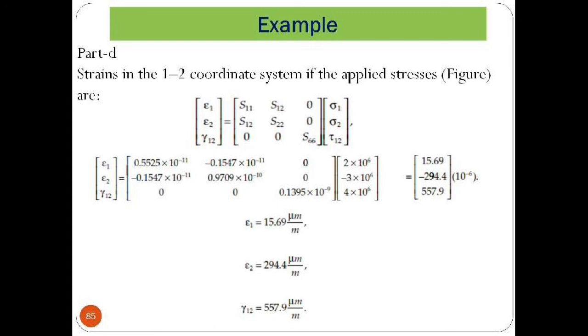Here we have used only the Q matrix for 0 degree. Now this angle parameter we have to introduce in order to calculate the Q matrix for 30 and minus 45 degree angles. So this we will see later on.